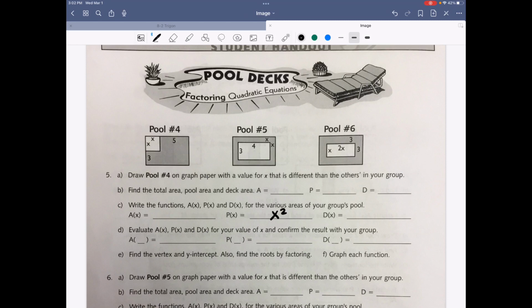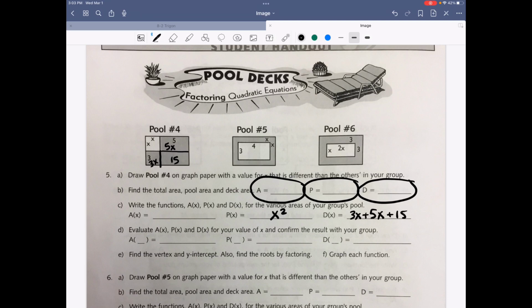Now for the deck, this deck is on 2 sides. So I'm going to kind of split it up so you can see what we have here. This piece right here is going to be 15 because it's 3 by 5. This piece, though, is going to be 5 by X, and this piece down here is going to be 3 by X. So for our whole deck, it's going to be 3x plus 5x plus 15. So for your deck, you're going to have to figure that out for your numbers, okay?